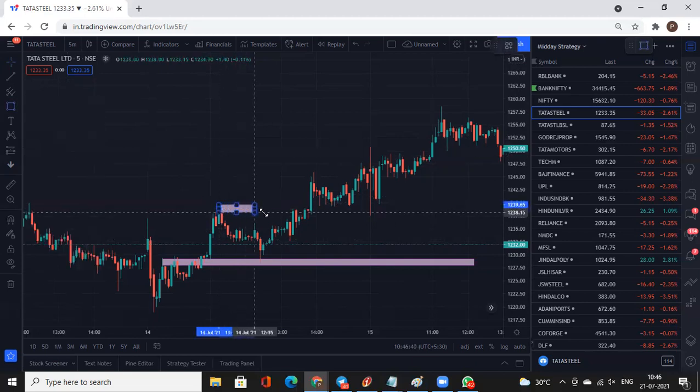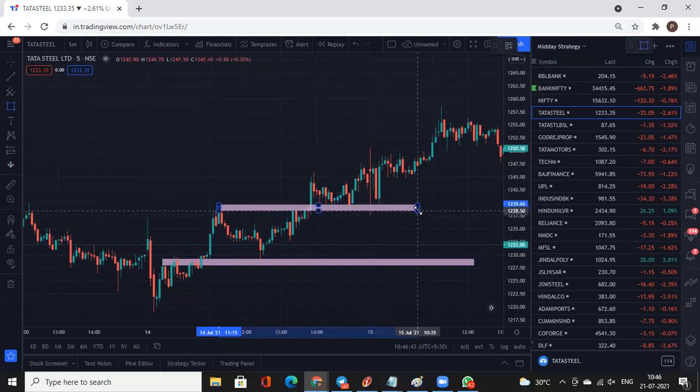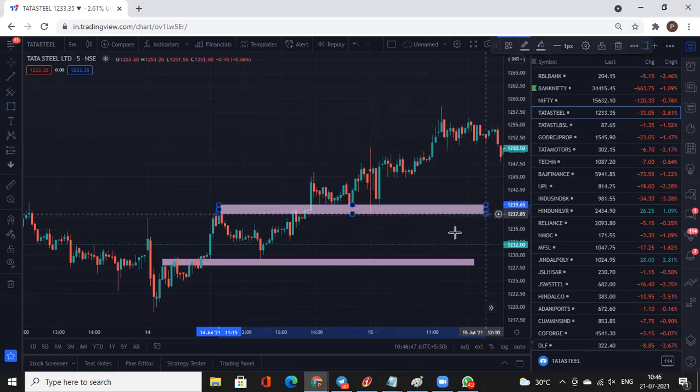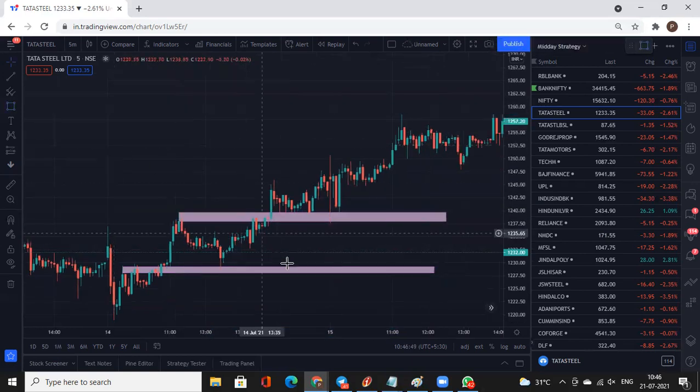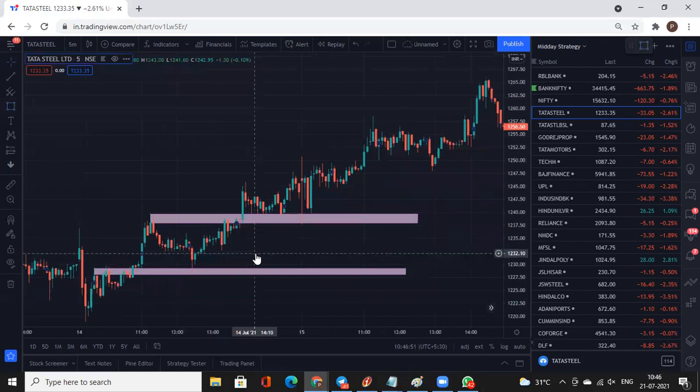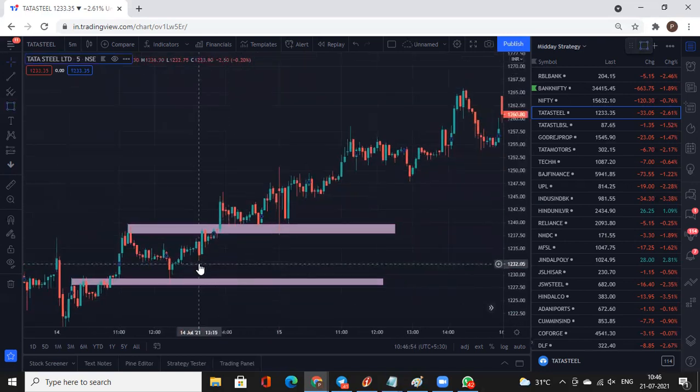Let me mark this as a resistance area. I'm marking this as a resistance area. Okay, so my two things are done. And after that, let me see, is there anything coming up?